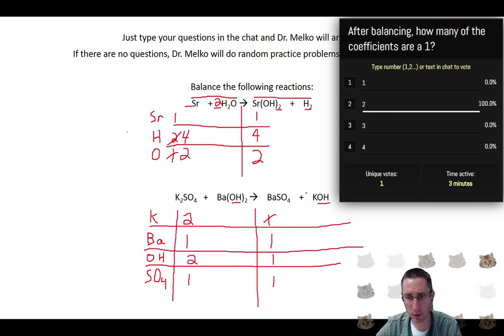All right, let's up potassium on the right. We need to get it to 2, so we'll add a 2 coefficient out in front of potassium. That changes it to 2, but it also changes the OHs and brings that up to 2.